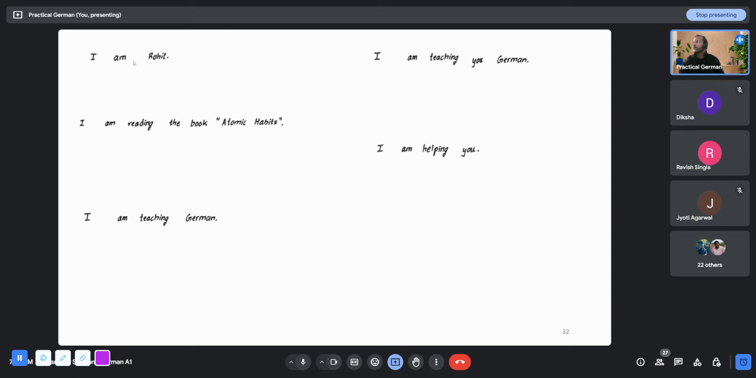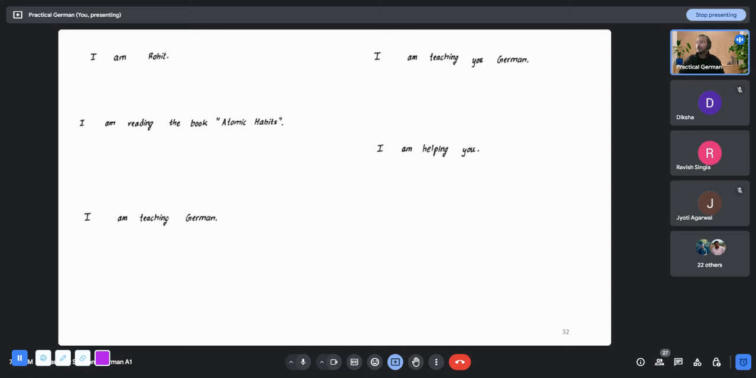The first one is, I am blah blah. Again, we are now trying to understand how to identify what is accusative, what is nominative, what is dative. Genitive we will ignore for now. You have the sentence: I am my name, I am reading the book, I am teaching German. In this sentence, I just say what I'm doing. Now here I am providing more information: I'm teaching you German. I am helping you, just accept it.